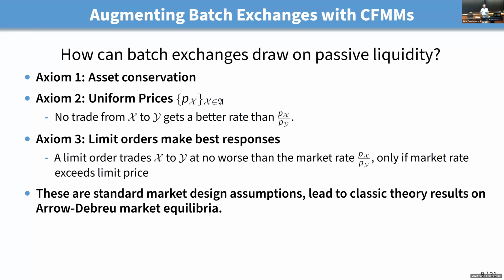Your limit order is going to trade if and only if its limit price is less than the batch price, and it's going to trade at the batch price. These are standard market design assumptions. These kinds of things lead to classic theory results on Arrow-Debreu exchange market equilibria. So there shouldn't be anything controversial here.